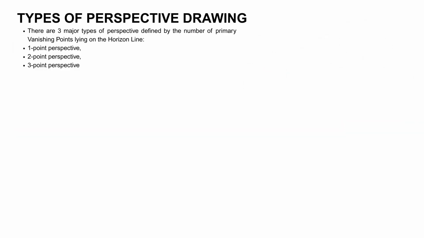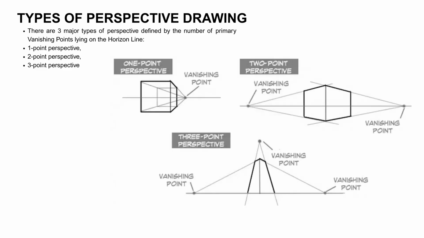There are three types of perspective drawing. The first one is one-point perspective, in which one vanishing point is used in creating the object. Two-point perspective, in which two vanishing points create the object in 3D. Three-point perspective, in which three vanishing points create a bird's eye view and worm's eye view. The differences are shown in the figure.